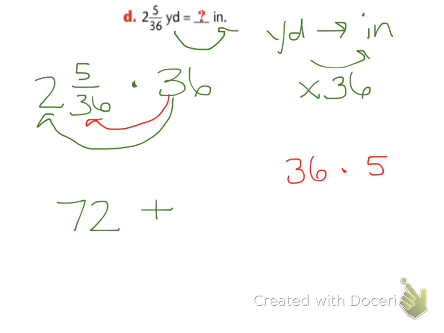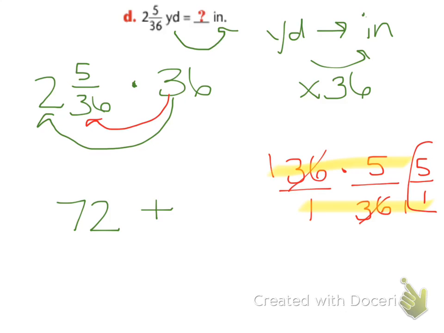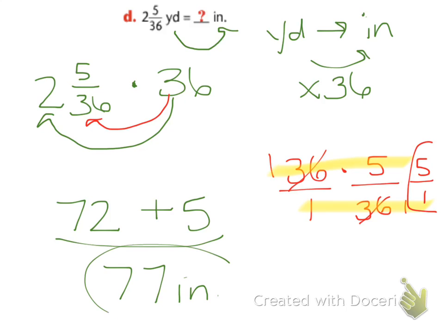Let's come over here and do that. Remember, these cross out to 1. So you multiply the tops, and then you multiply the bottoms. When you do that, on the top you get 5, and on the denominator you get 1, which is 5. So, I get my same colors going here. So 72 plus 5 is 77. So there are 77 inches in 2 and 5/36 yards.